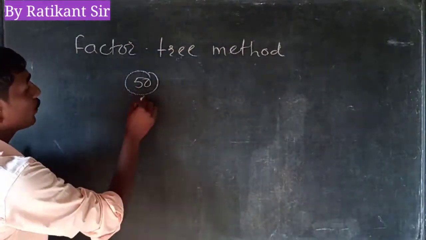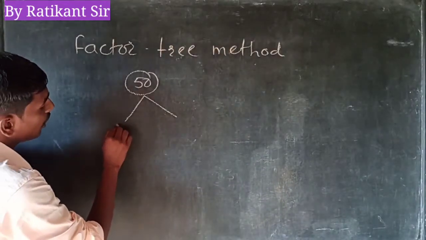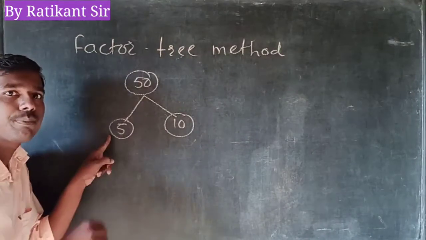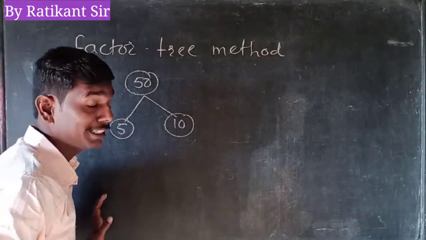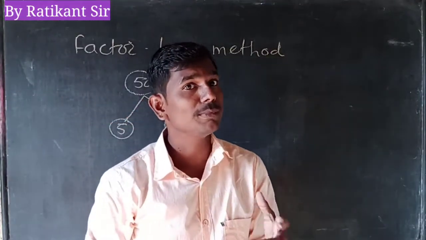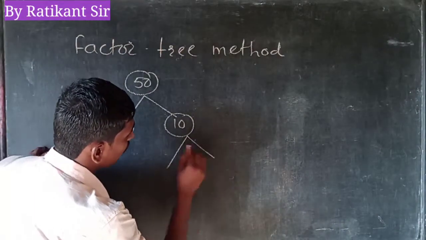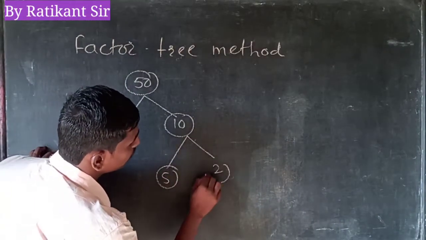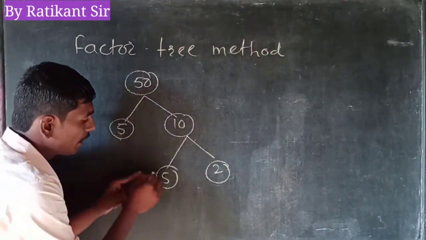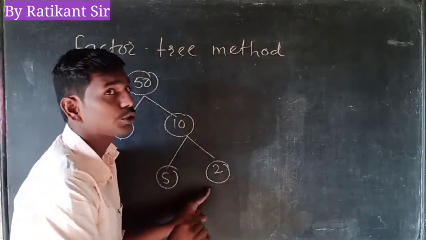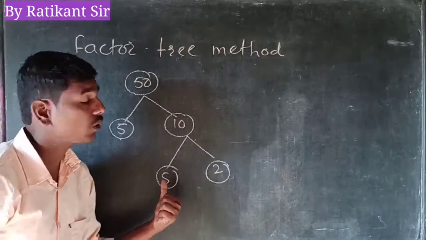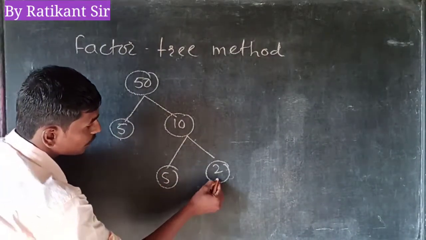How? You can factorize like this, 5 into 10. Now you can see this 5 is prime, which means we cannot factorize 5 further. Now come to the 10. 10 is factorized by 5 and 2, right? How? 5 1s are 5, 5 2s are 10. So at the last step, you can see 5 is a prime number, 5 is again a prime number, and 2 is also a prime number. So we have to check whether our prime factors are correct or not. 5 5s are 25, 25 2s are 50. Yes, correct.